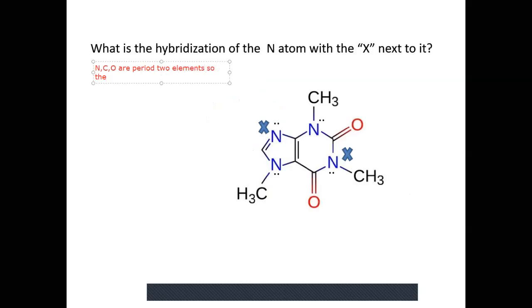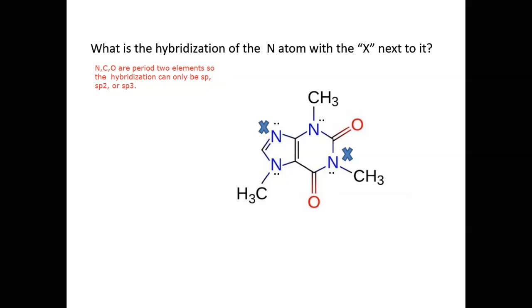So the hybridization can only be sp, sp2, or sp3. That's it, because these are row 2 elements.